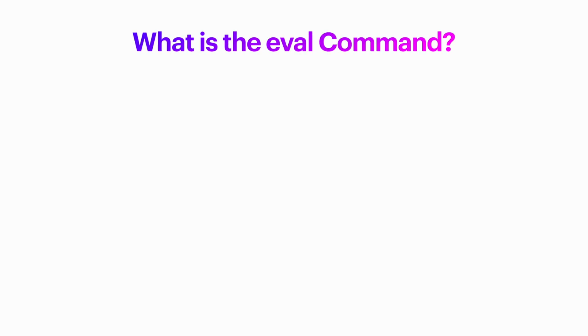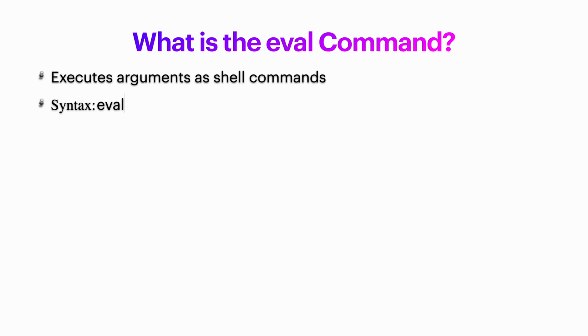What is the eval command? The eval command is used to execute the arguments as a shell command. Its syntax is simple: eval followed by the arguments you want to evaluate.